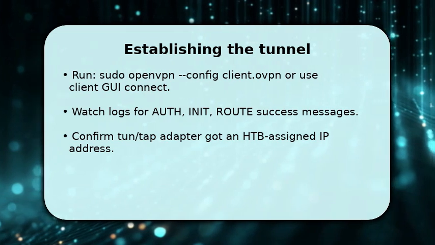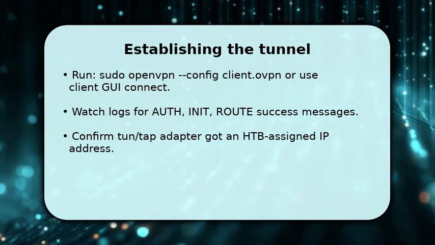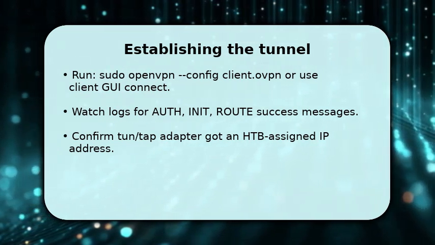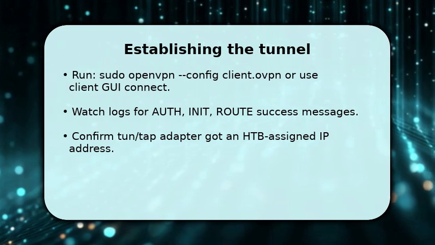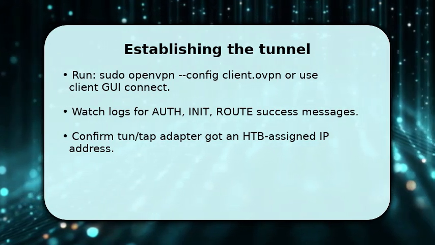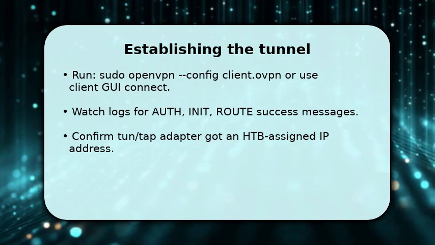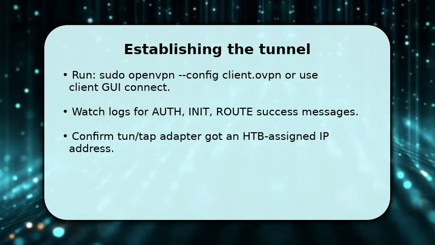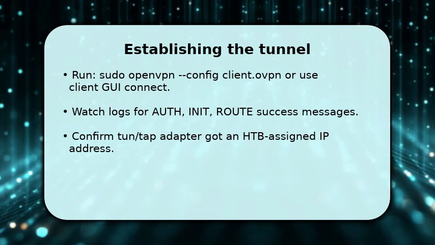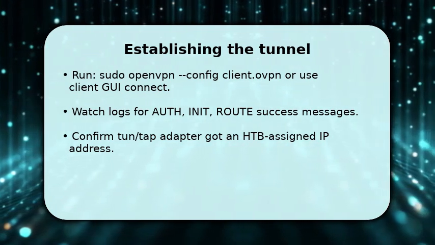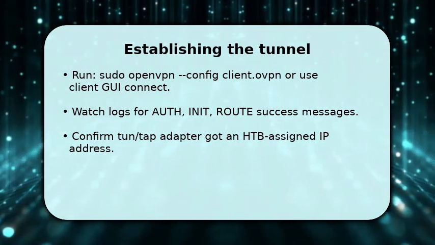Once the tunnel is up, verify the adapter received an HTB IP and that a default route or specific routes to 10.0.0.0/16, for example, were created. This ensures traffic to labs flows through the VPN. If routing is missing, you'll need to add the pushed routes manually to reach targets.